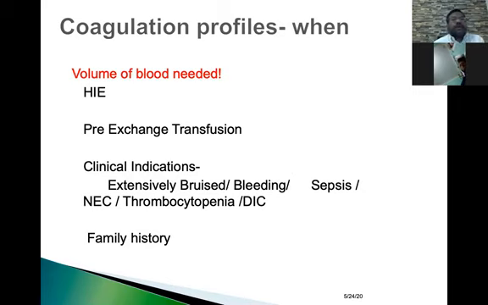So when do you actually do a coagulation profile? Remember, we need a sufficient volume of blood and it must be taken correctly, otherwise it will be discarded. In HIE, when you're cooling the baby and when you're warming up, you need to do the coagulation test, and also pre-exchange transfusion. Clinically, if the baby is extensively bruised, is definitely bleeding, has septic DIC, thrombocytopenia or necrotizing enterocolitis. Finally, if there's a family history of coagulation disorders, it must be done.